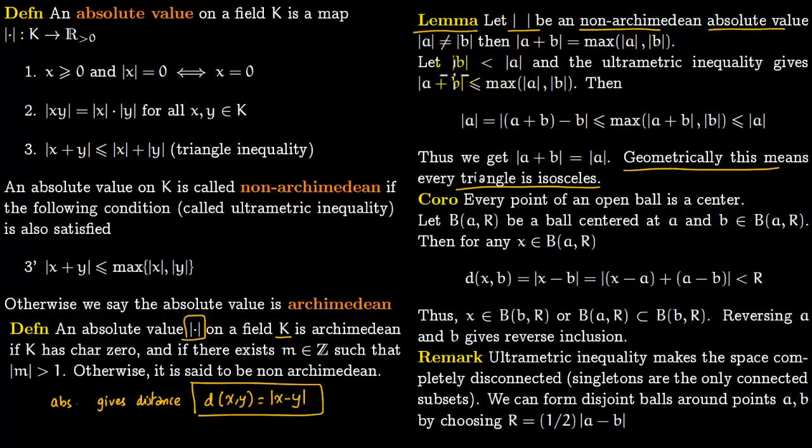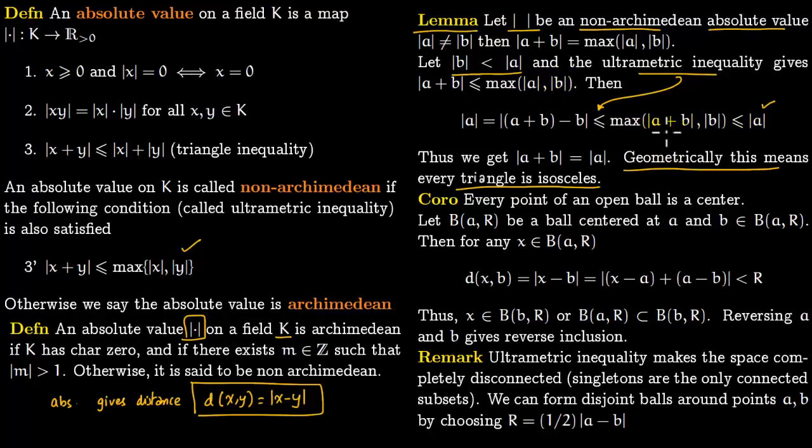So you just suppose that |b| is strictly less than |a|. Then the ultrametric inequality, this right here, instead of xy we are writing ab: |a plus b| is less than or equal to max of |a| and |b|. Then the absolute value of a, you can rewrite as |a plus b minus b|, which is less than or equal to, again by the ultrametric inequality, max of |a plus b|, |b|. But |a plus b| is less than or equal to max of |a| or |b|, and since |a| is bigger than |b|, here it is just |a|. So that's what you get, |a|.